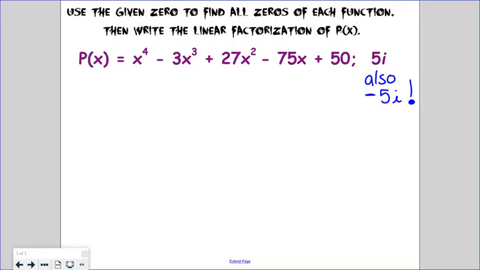Now, here's the part that's going to be ugly, is that we're going to do synthetic division, and we're going to do synthetic division with an imaginary number, which means all of our terms are going to be complex numbers. So in the middle of this problem, it's going to be ugly. When we get to the end, it's going to be pretty. And if it's not, something went wrong. Okay? So set up your synthetic division like normal.